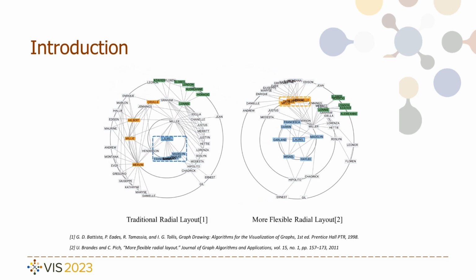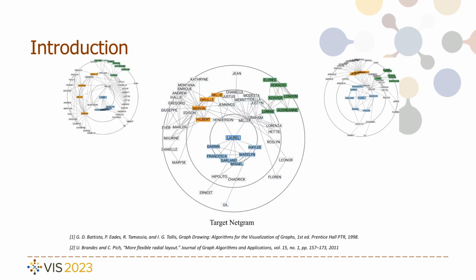To solve these issues, we propose Target Netgram, which positions nodes onto the annulus between adjacent circles rather than on circular lines, which allows us to maintain clusters and neighborhood structures while reducing overlap better than previous methods.